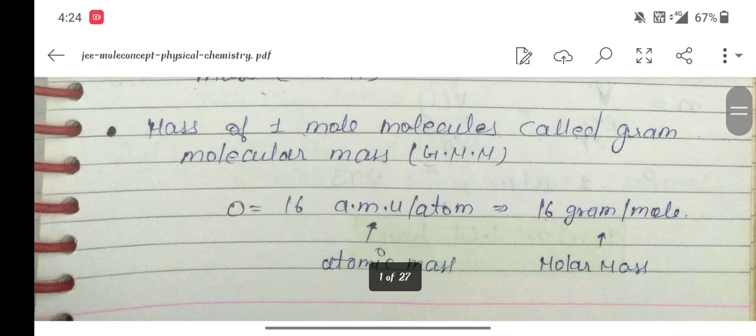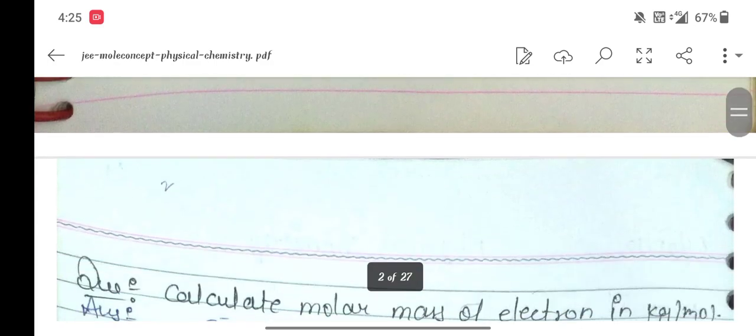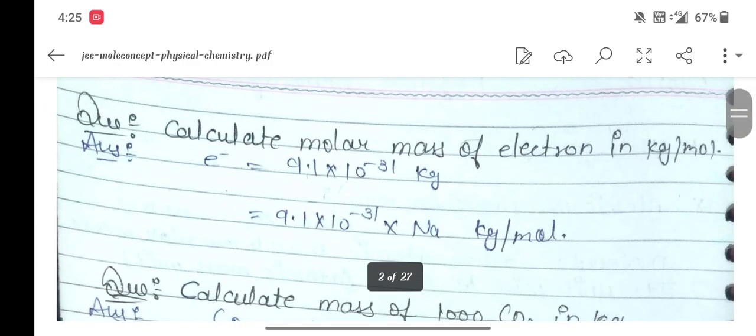Now see, let us take oxygen equal to 16 AMU, that is atomic mass unit for an atom. It is the atomic mass value. If we say 16 gram per mole, then it is the molar mass value. This is the difference between gram atomic mass and gram molecular mass. Now let us solve some problems based on molar mass, atomic mass and molecular mass.